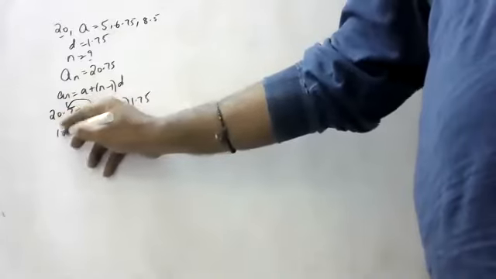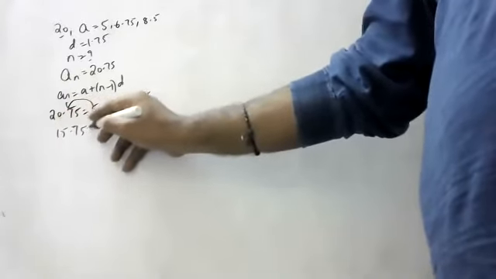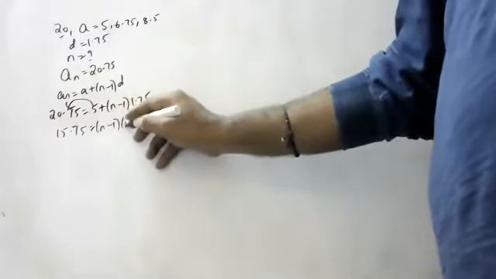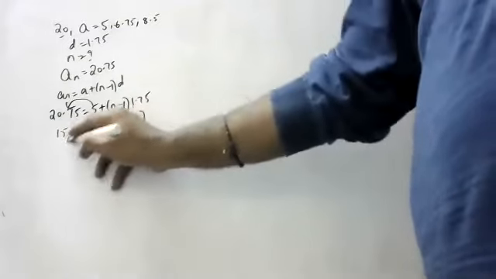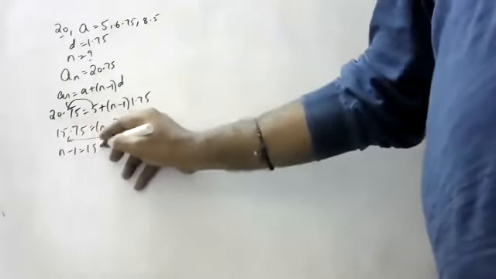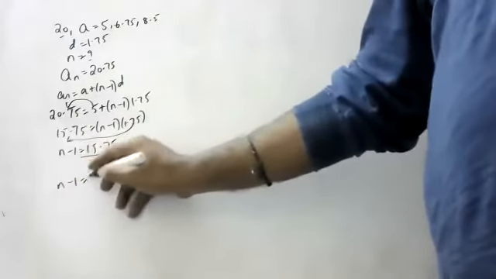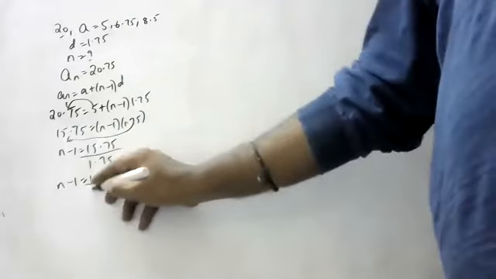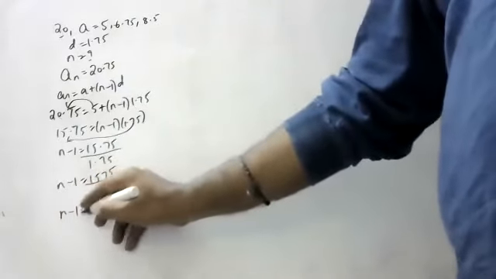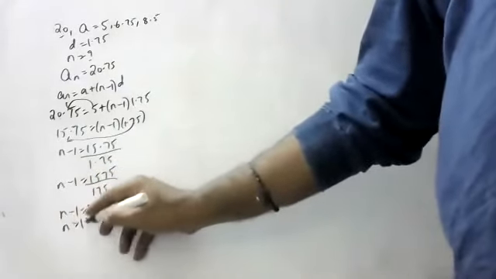15.75 by 1.75 is equal to n minus 1. Okay. N minus 1 is equal to 9. Answer: 9. Okay. N is equal to 10.